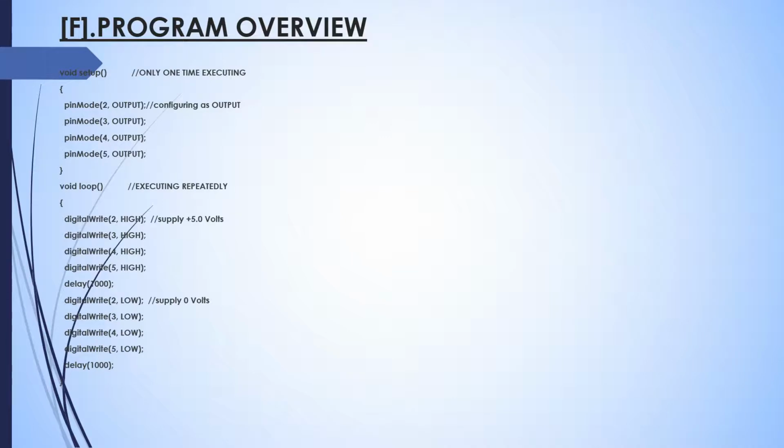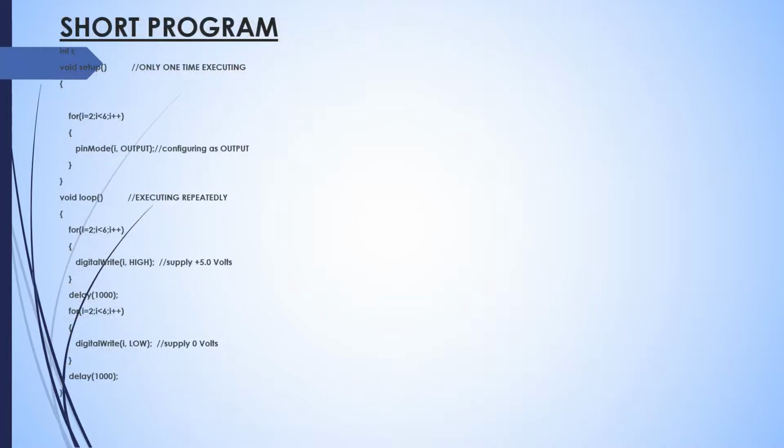Also I have a shortcut. Suppose you have so many LEDs, 2, 3, 4, 5, 6, 7, 8, 10. In that case our program may be very lengthy. So what is the solution? I have to use the loop concept. Obviously you are from a C background, so you are good in C and you know the looping concept. So I am using the loop concept to reduce this code. That is in the next slide. So this is the concept.